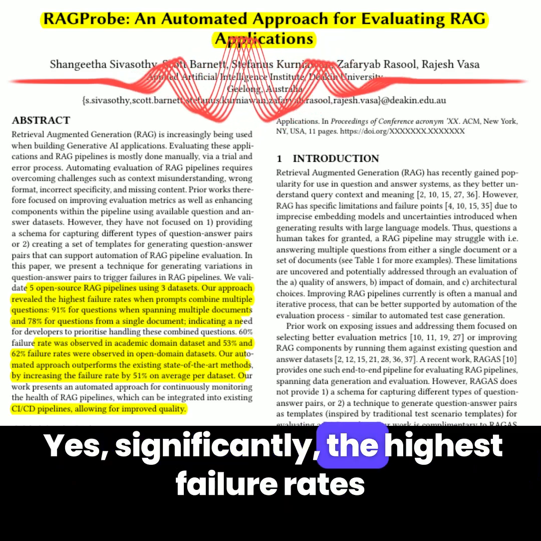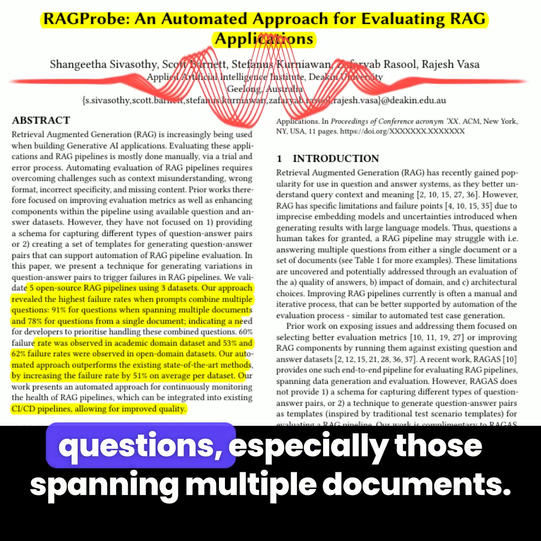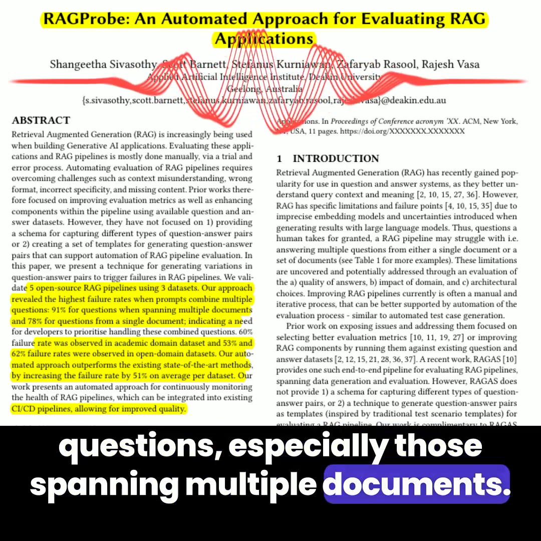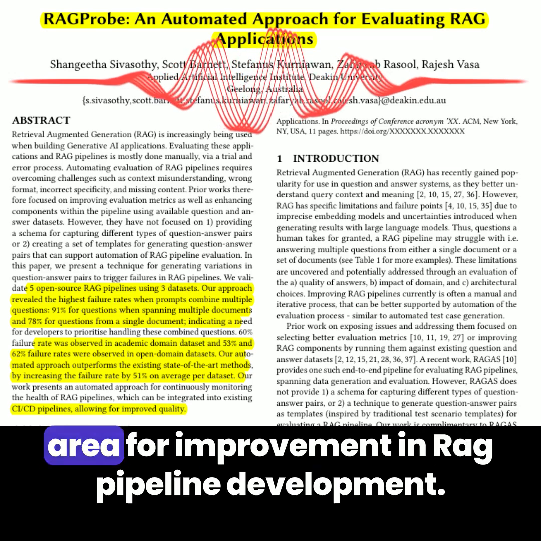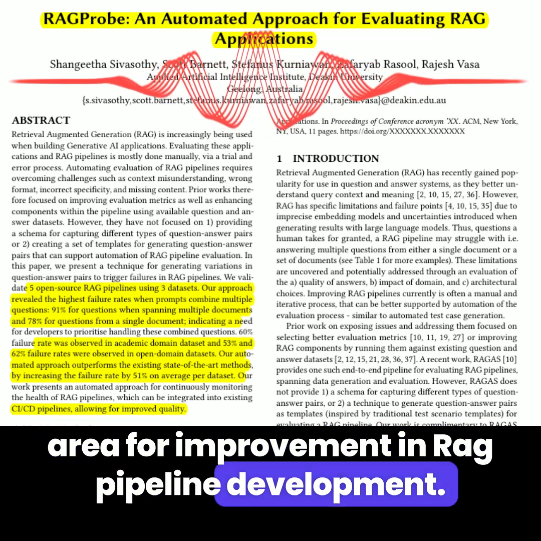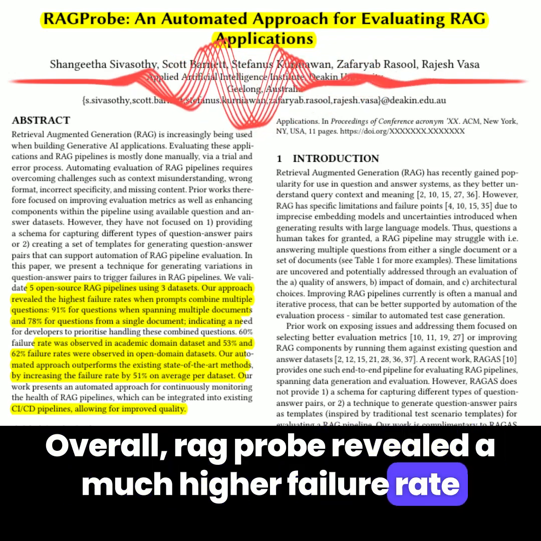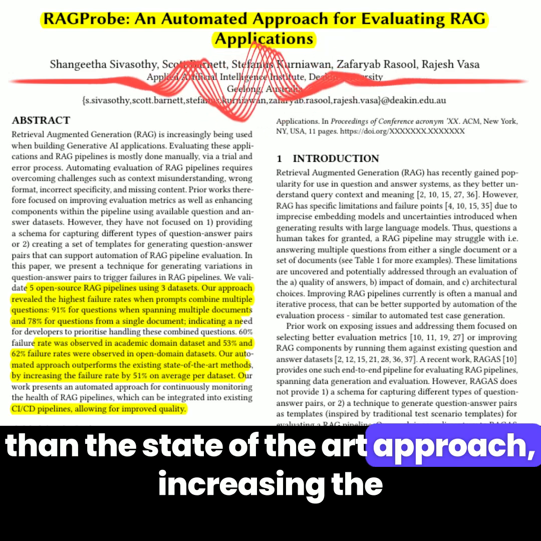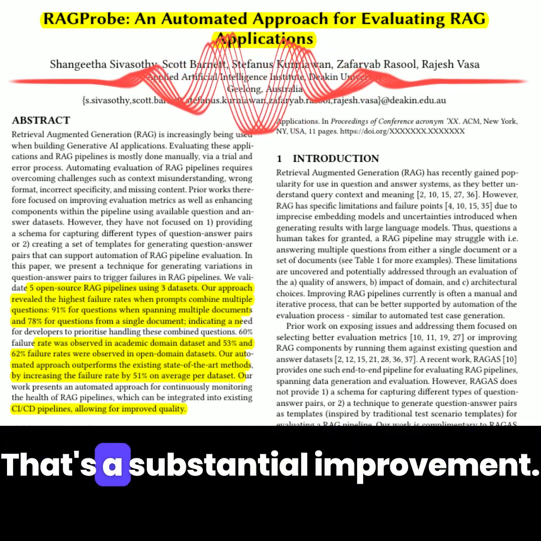Yes, significantly. The highest failure rates were observed in scenarios involving multiple questions, especially those spanning multiple documents, 91% failure rate. This highlights a critical area for improvement in RAG pipeline development. Overall, RAGProbe revealed a much higher failure rate than the state-of-the-art approach, RAGUS, increasing the failure rate by 51% on average per dataset. That's a substantial improvement.